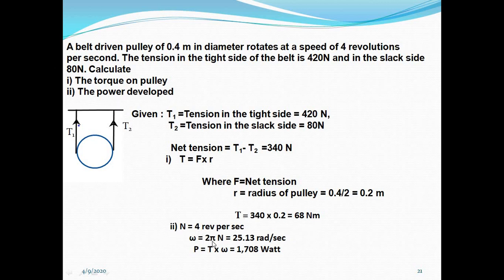Now find out the value of omega. Here N is given in RPS, so omega is equal to 2 pi N. Then the mechanical power is equal to torque into omega.